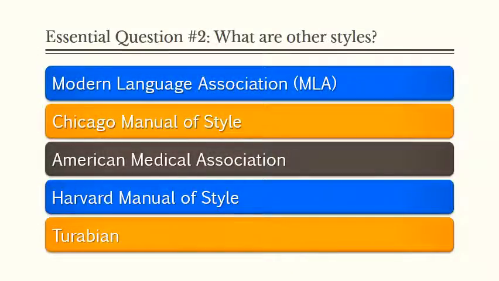Essential question number 2 was, what are other styles? We learned there are a number of formatting styles for documents. You will use the style your teacher or your profession instructs you to use. Some other styles include the Modern Language Association, or MLA, Chicago Manual of Style, American Medical Association, Harvard Manual of Style, and Turabian.